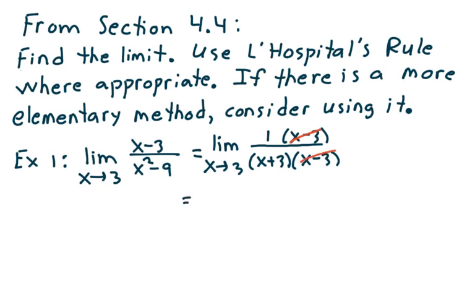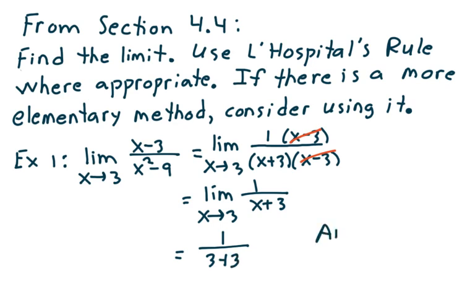And then I'm going to write this as the limit as x goes to 3 of 1 over x plus 3. And so this is 1 over 3 plus 3. And so the answer to the first example is 1/6.